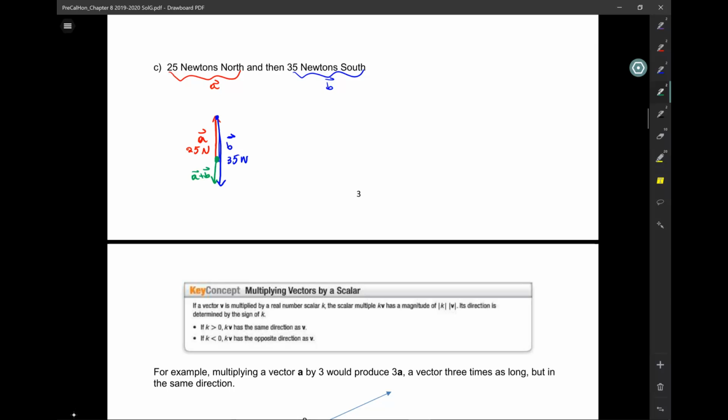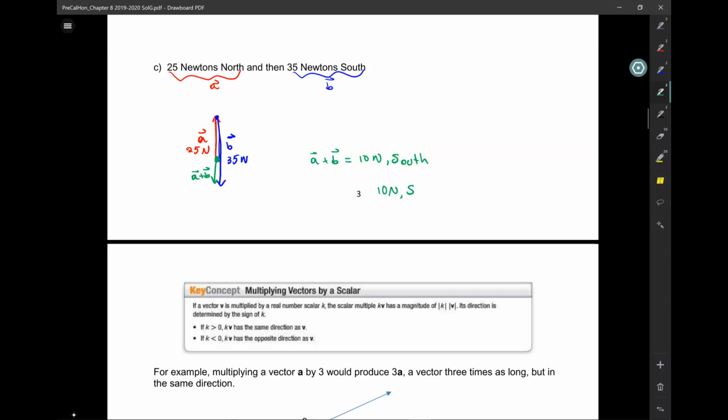Can we figure out how big that is? 10 newtons where? South. So A plus B is 10 newtons south. Right? You could also write it like 10 newtons south. So it's the resultant. You may be taking the difference of the numbers or you may not be. It's still called the resultant of the two vectors. All right?